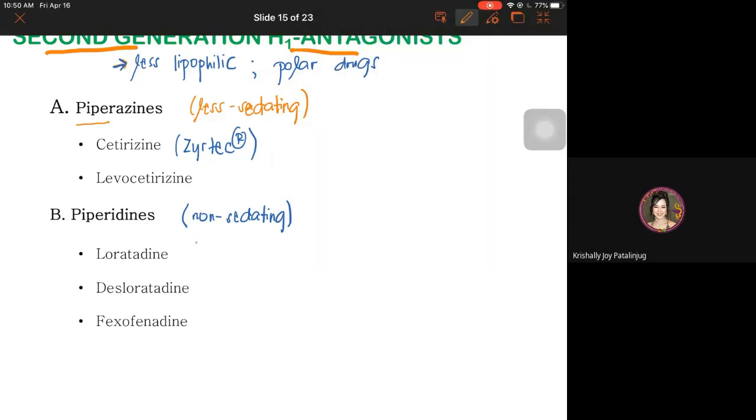This is marketed under the brand name Claritin. Diba? Claritin, ano siya sa advertise. Then we also have desloratadine. This is an active metabolite of loratadine.